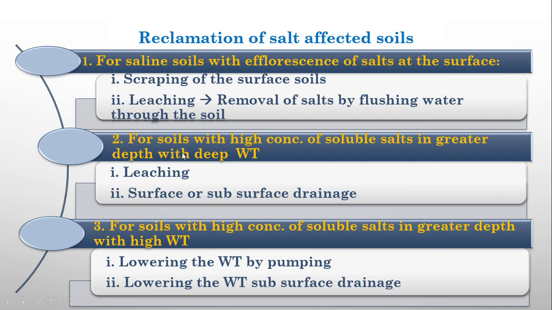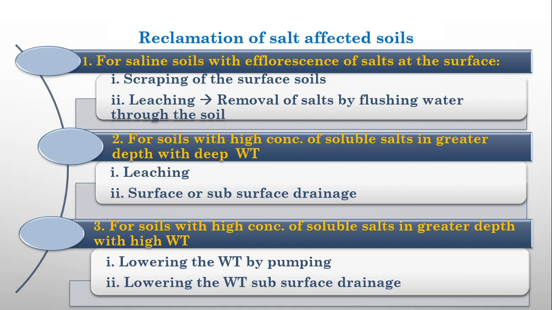The second condition is soils with high concentration of soluble salts in greater depth with a deep water table. So at a greater depth, soluble salts are available. In that case we can use two methods. One is leaching, and the second one is that we can provide a surface or subsurface drainage system. So these are the two ways by which we can reclaim that kind of soil. And the third condition is soils with high concentration of soluble salts in greater depth with a high water table. In that condition we can use two methods. One is pumping, and the second is subsurface drainage. So these are the reclamation methods that can be used.